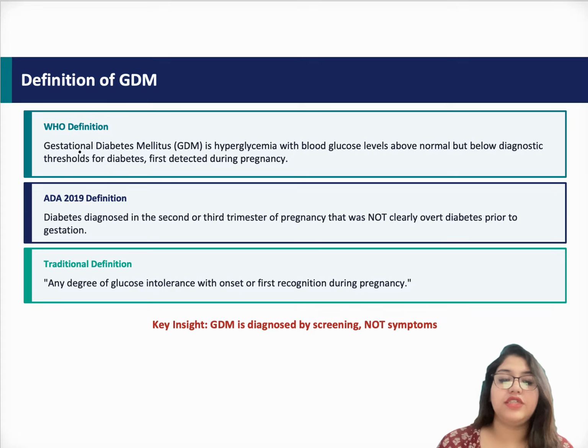So definition: gestational diabetes mellitus is hyperglycemia with blood glucose levels above normal but below the diagnostic threshold for diabetes, first detected during pregnancy. The ADA 2019 definition is diabetes diagnosed in the second or third trimester of pregnancy that was not clearly overt diabetes prior to gestation. Traditional definition is any degree of glucose intolerance with onset or first recognition during pregnancy. So the key insight is GDM is diagnosed by screening, not symptoms.